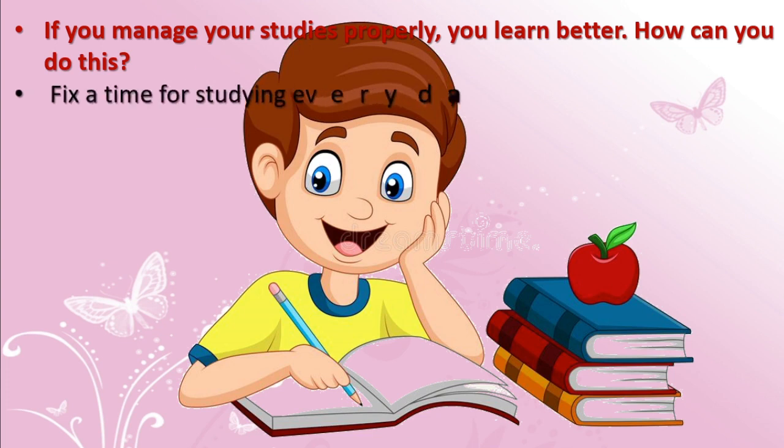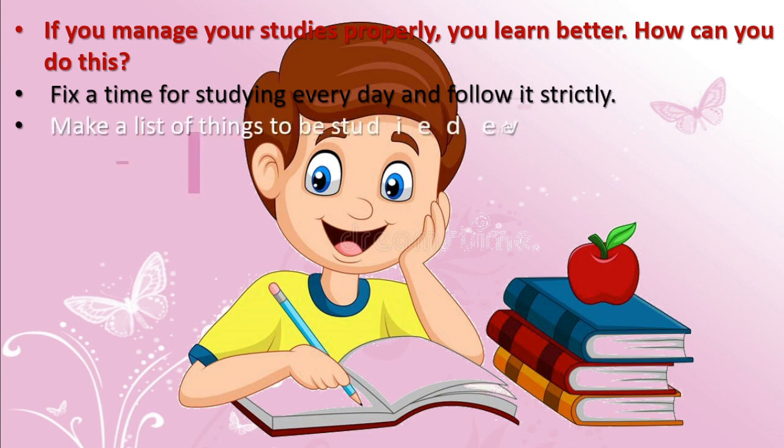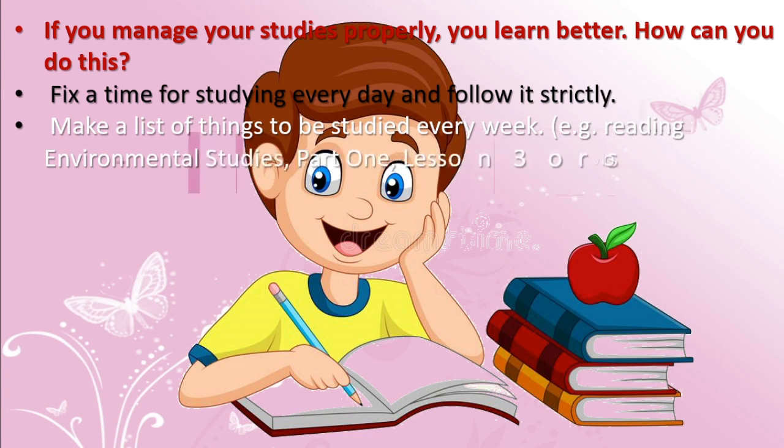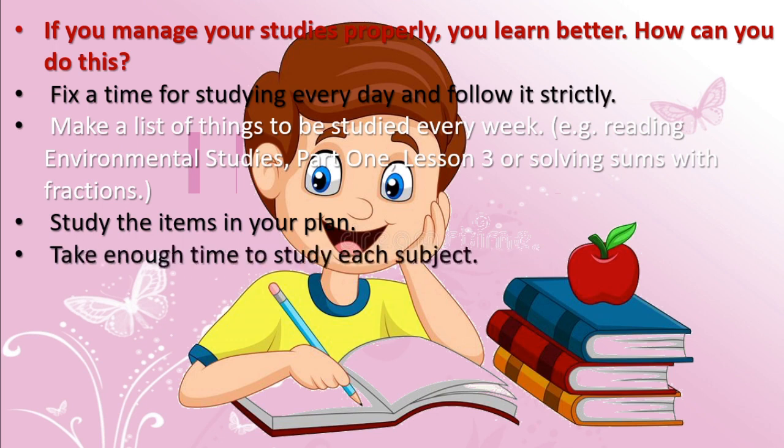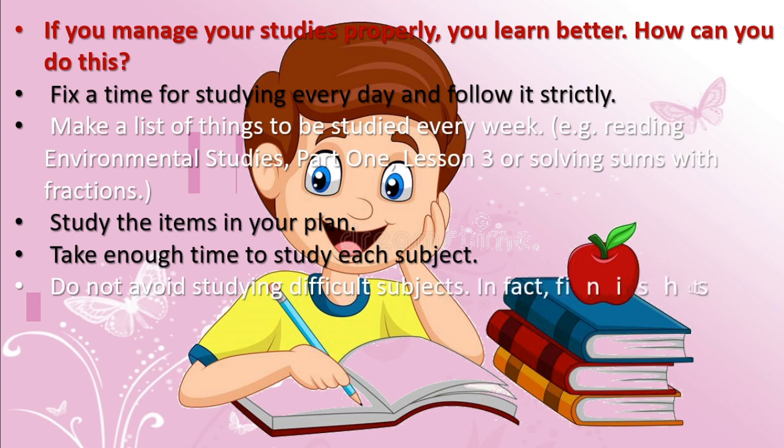See, first, fix a time for studying every day and follow it strictly. If you fix some time, from 4 to 6, I will study, then you have to study at that time properly without changing that time. Okay, second. Make a list of things to be studied every week. You make a timetable for a week. What to study and on which day, which subject I will take, that you have to decide in advance. Next is, study the items in your plan. You go according to your plan. Don't change the plan. Make enough time to study each subject. Whichever subject is difficult, that you study first, and which you feel is easy, that you keep afterwards. And try to give enough time to each subject.